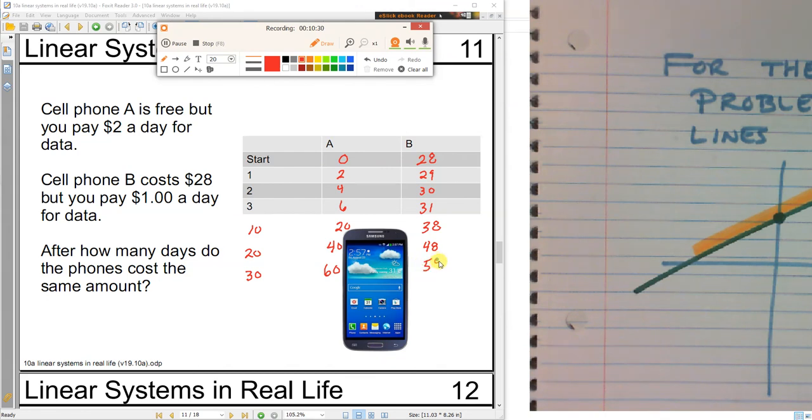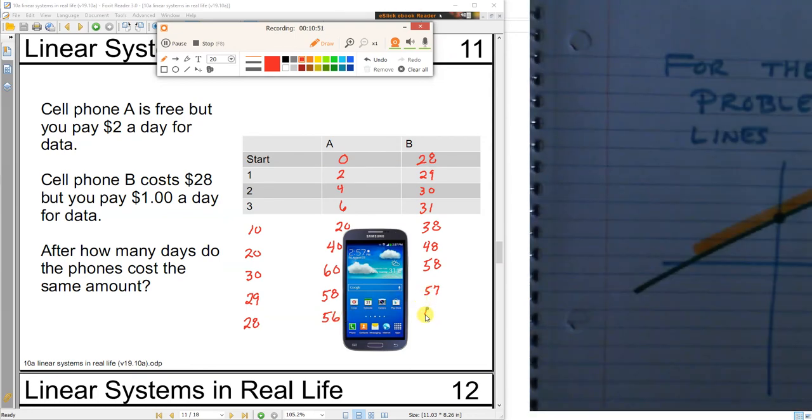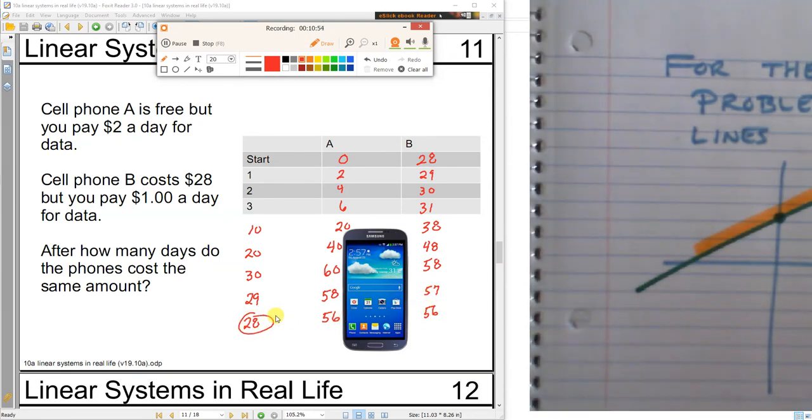Ooh, you know what? They just crossed somewhere. They're crossing right up in here. Let's try 29 days. At 29 days, this would be 58. And this one, I would just go back one day, would be 57. Let's try 28 days. At 28 days, this would be 56. And this would be 56. So it's going to happen at 28 days.